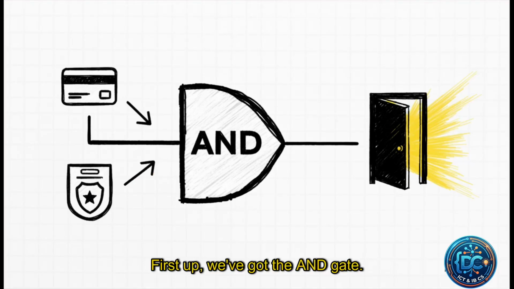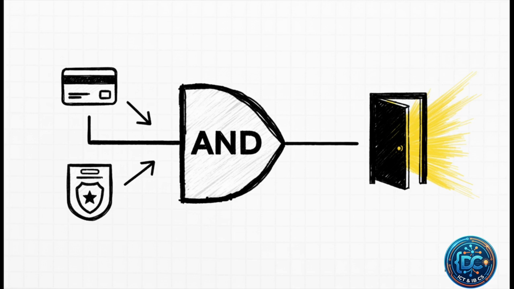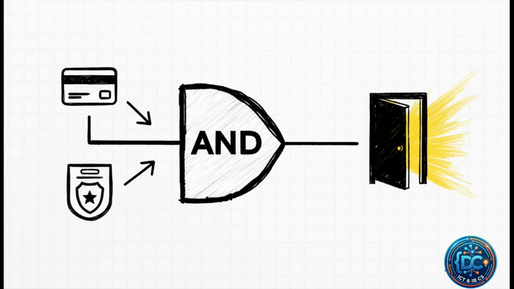First up, we've got the AND gate. The easiest way to think about this one is like a super strict security checkpoint. To get through the door, that's our 1 or on output, you need to have your key card and your security badge. If you only have one of them or you have neither, nope, the door stays shut. Your output is a 0.